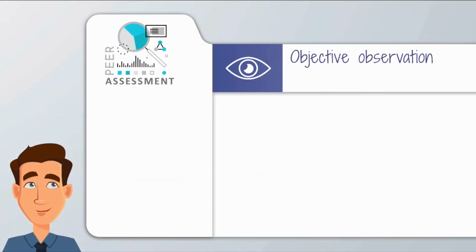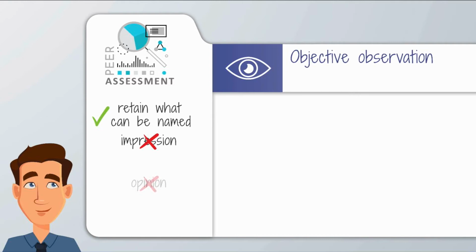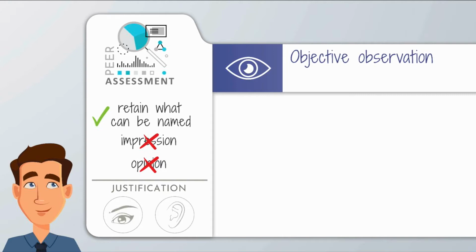Objective observation. This involves students retaining only what can be named and what does not result from an impression or opinion. The student must always be able to justify what he or she says based on observable or audible facts. The observation must therefore be descriptive and precise.